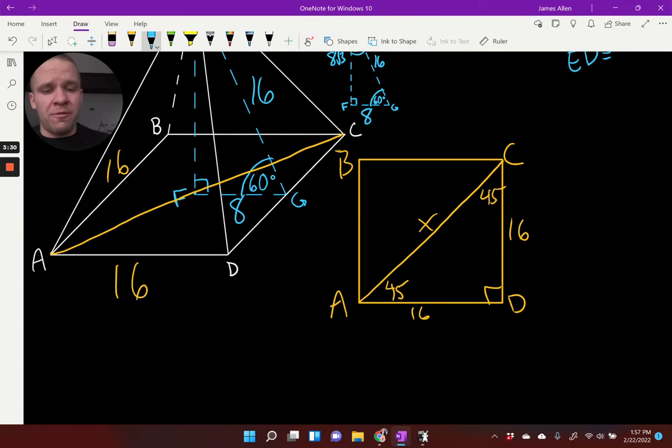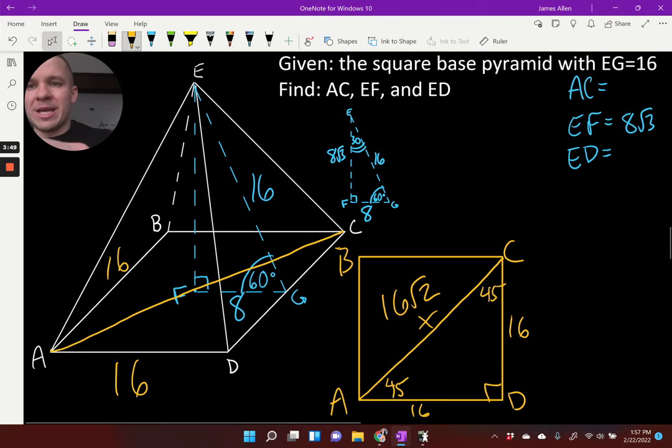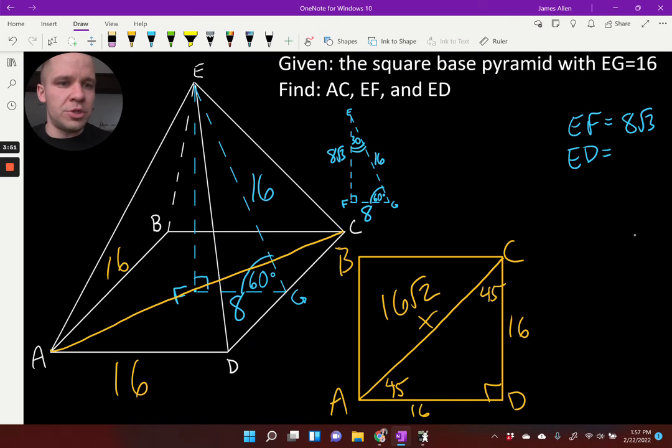All right, in a 45, 45, 90 triangle, it's 1, 1, root 2. So if I know the short side, whoosh, wow, multiply by root 2 to get there. So what's X going to be? That is going to be 16 root 2. Boom. Dunzo. We've got AC. I love it. I'm going to make that yellow, AC.